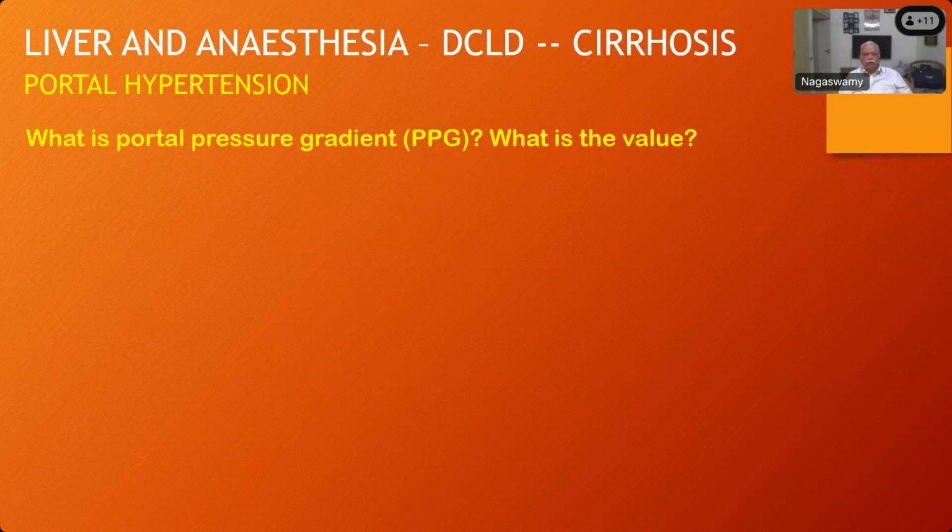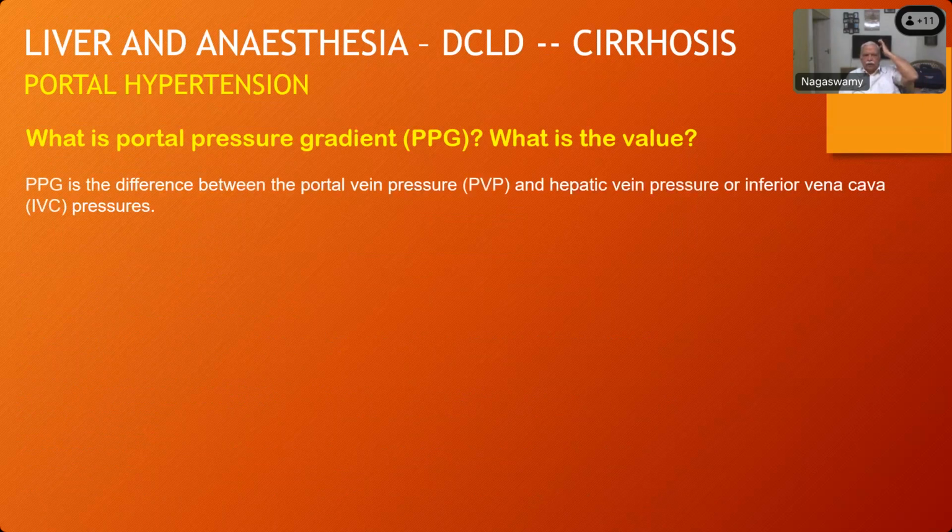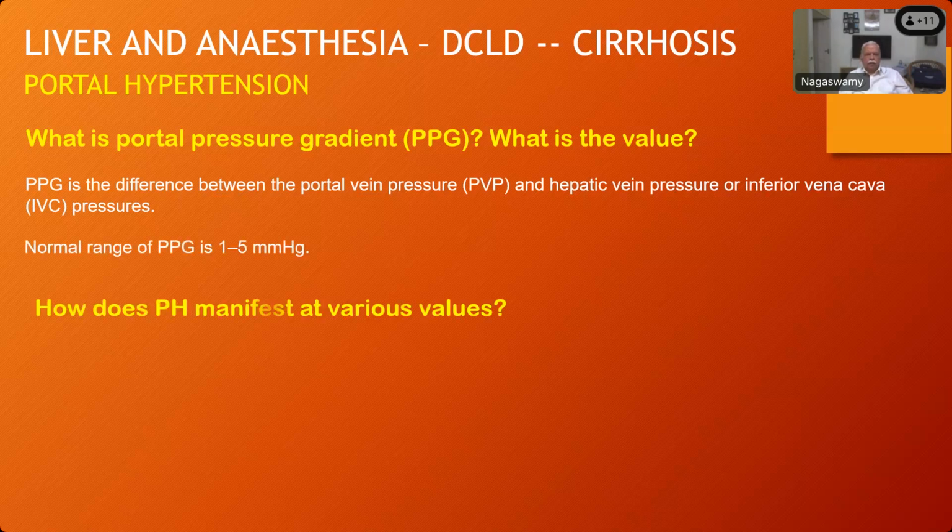Portal pressure, what is the value? It is less than 5 millimeters. It is the difference between the portal venous pressure and the hepatic venous pressure. Okay, so the portal vein, which has got a pressure, and the hepatic vein, which is draining the blood, or the inferior vena cava, which is taking the blood away, that difference is called the portal pressure gradient. And normal is 1 to 5 millimeter.